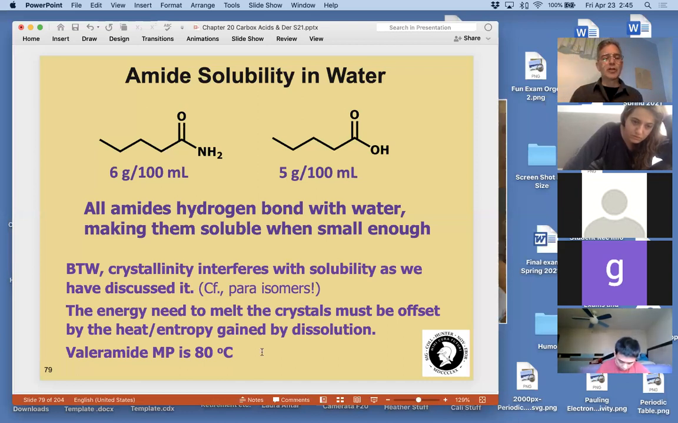And I'm just giving you one melting point. The 5-carbon carboxylic acid amide, valeramide, that's 1, 2, 3, 4, 5. This one has a melting point of 80 degrees. So not even a trivial melting point. It's getting up there.